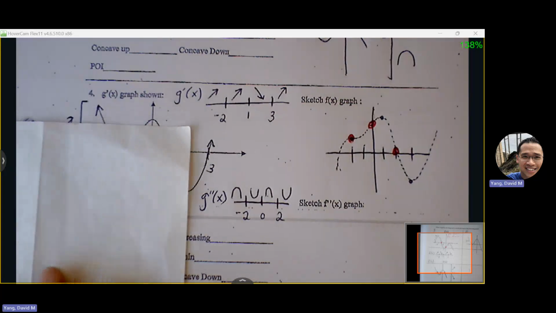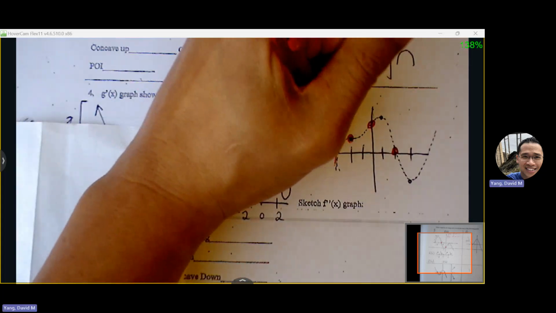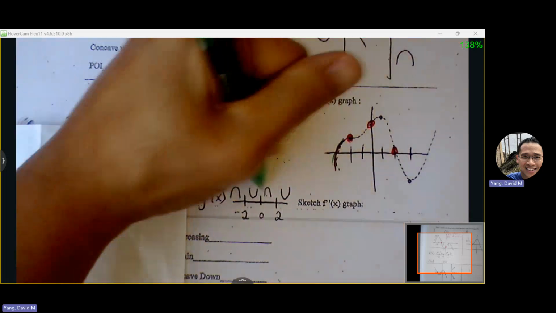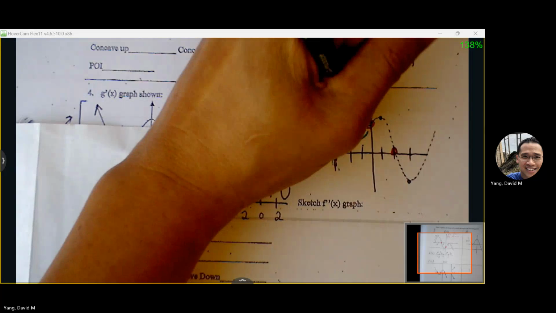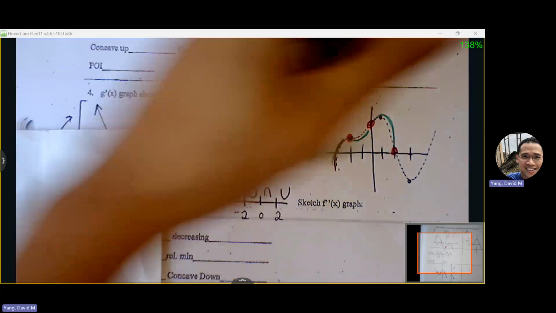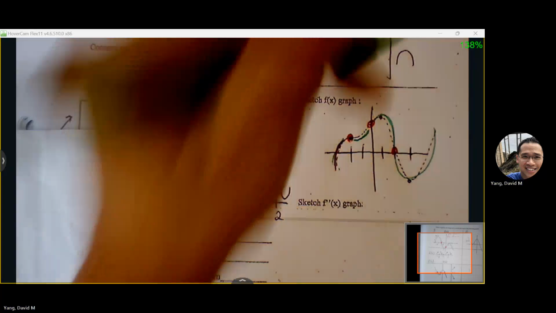Now we're going to retrace the graph with the proper curvature that we expect. So concave down, up into the first point of inflection. Then it switches to concave up. Then it switches to concave down. And then it switches back to concave up.